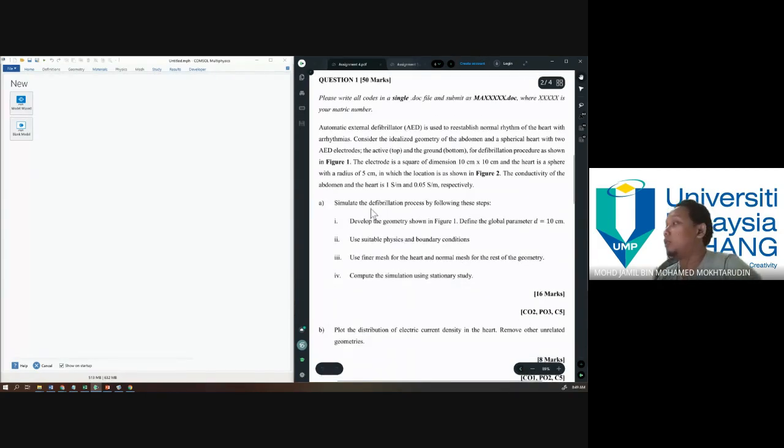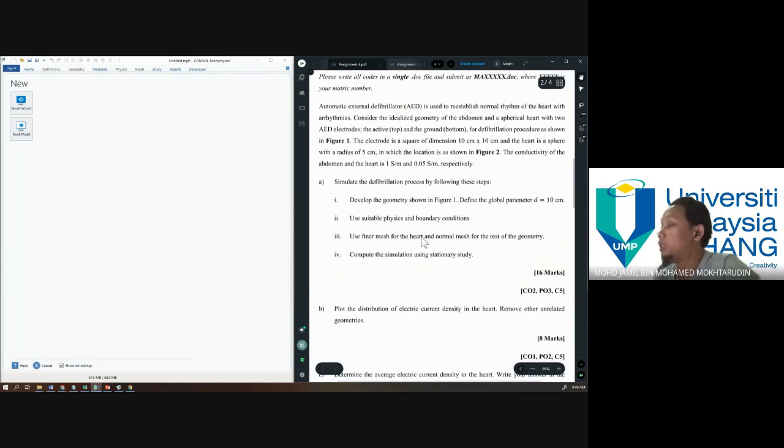So question A, simulate the defibrillation process by following these steps. So develop the geometry and then define the global parameter D equals 10 cm. And then use suitable physics and boundary conditions. Use finer mesh for the heart, normal mesh for the rest of the geometry, and compute using stationary study.